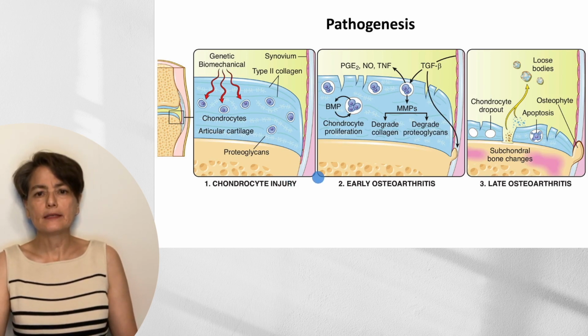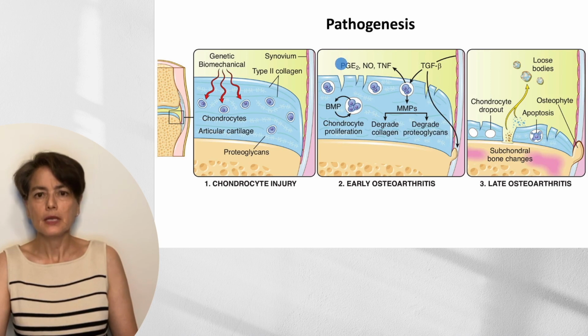Now, as we get this injury, ordinarily we would have repair, but as we get continued injury, we're going to move on to early osteoarthritis. Now, as we get breakdown of collagen and of the proteoglycans, we're going to get these fissures that form in the surface of the cartilage. This is referred to as fibrillation.